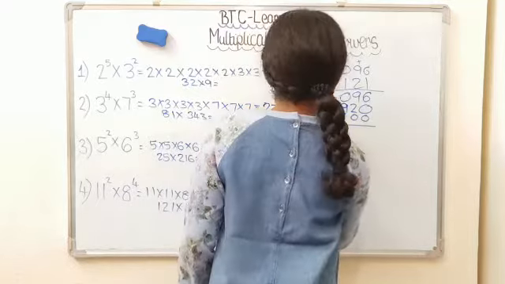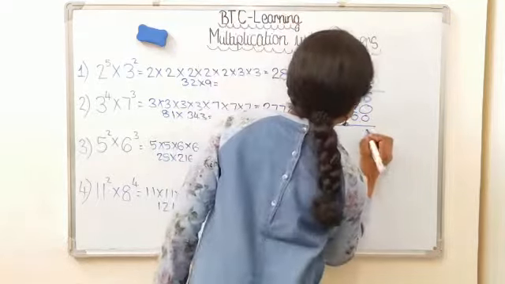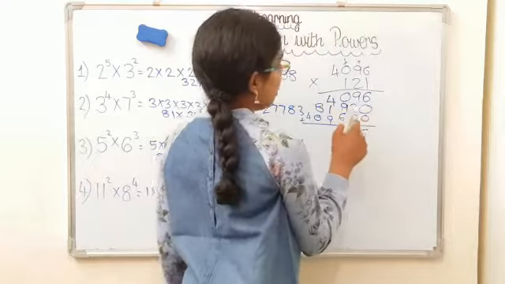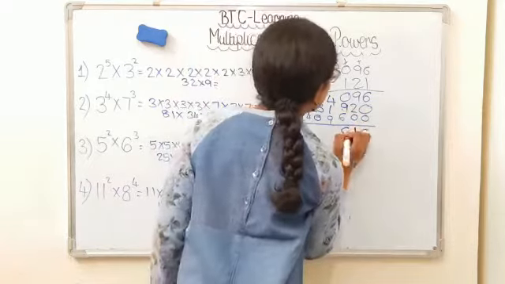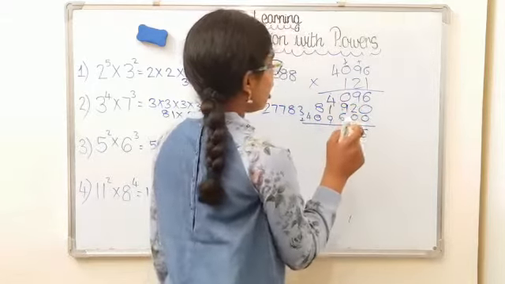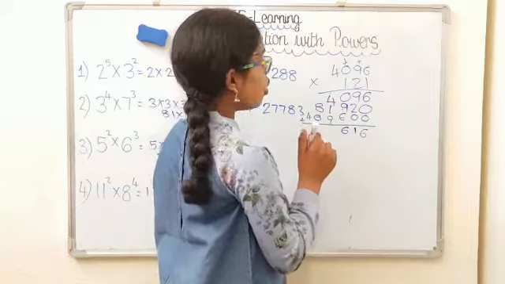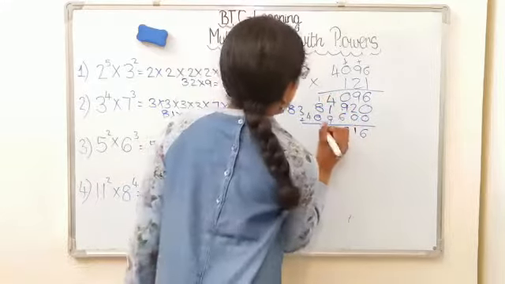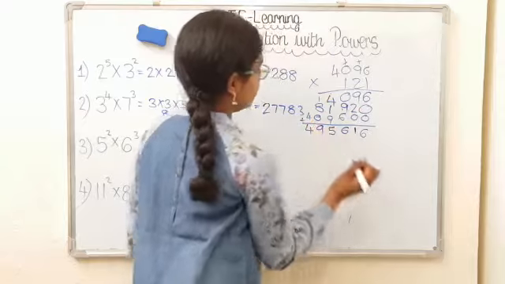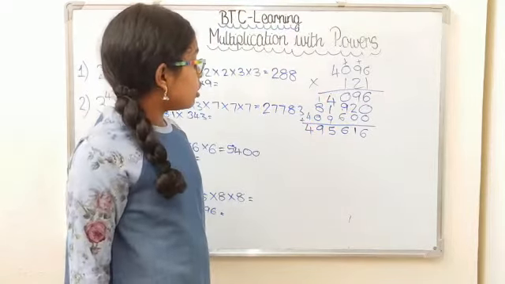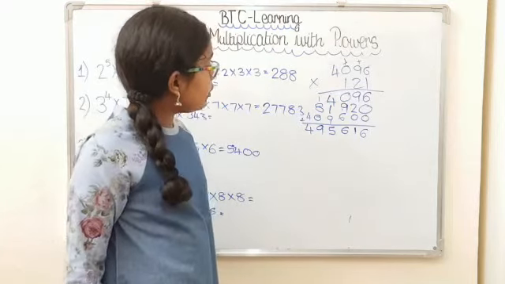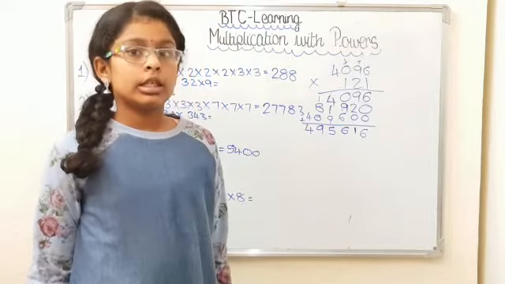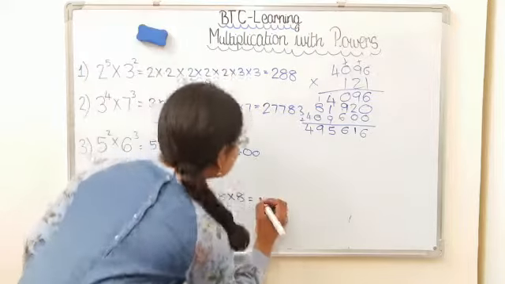So I'm going to add it up. 6 and 0 and 0 is 6. 9 add 2 is 11. So I'm going to write 1, carry the 1. 9 plus 1 is 10, add the 6, it is 16. I'm going to write 6 and then carry the 1. 9 plus 1 is 10, add the 4, it is 14, add the 1, it is 15. So I'm going to write the 5 here, carry the 1. 8 plus 1 is 9 and 4. And nothing is 4. So I got 495,616.